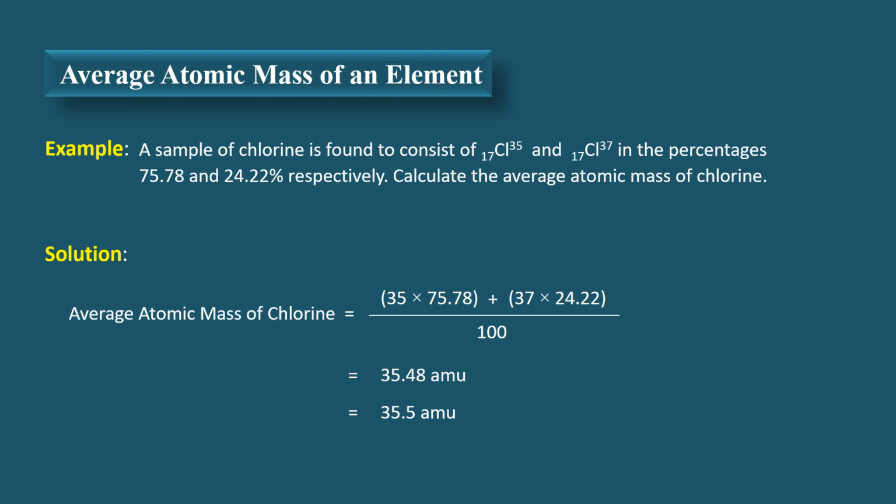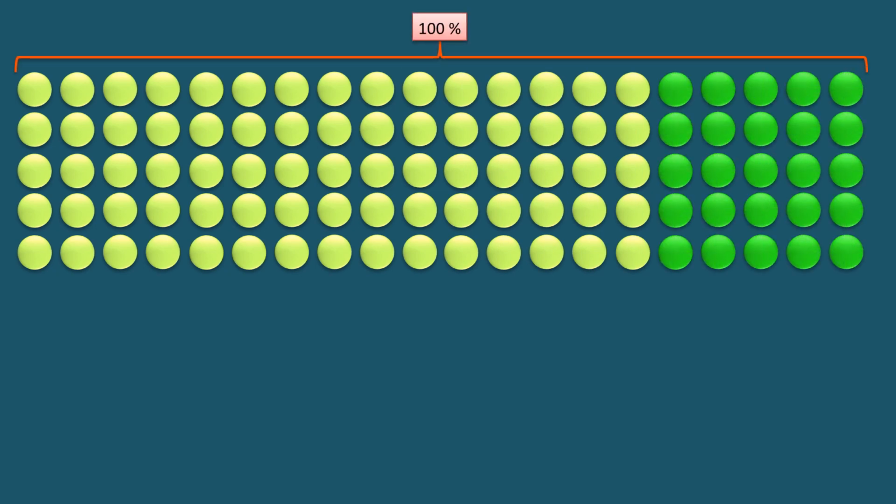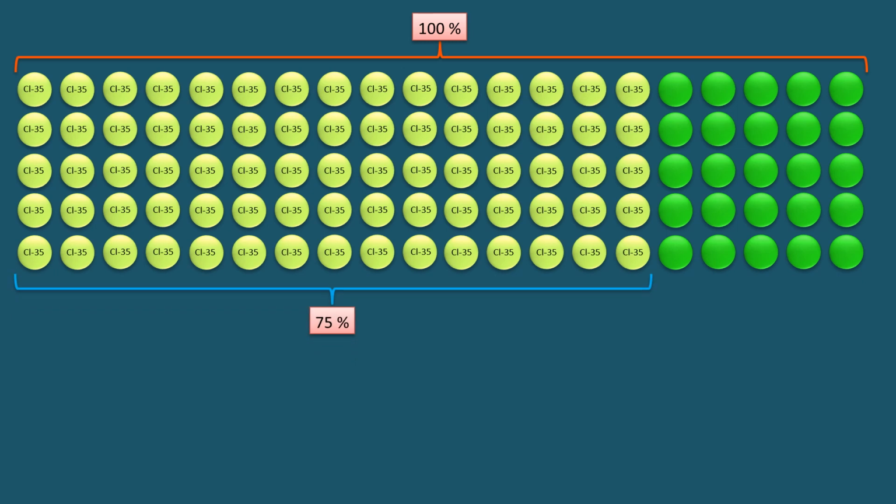Let me now elaborate these calculations. Let's count these spheres. 1, 2, 3, 4, 5, 10, 20, 25, 50, 75, 100. Suppose these are 100 atoms of chlorine, out of which 75 atoms are chlorine 35 isotopes, while 25 atoms are chlorine 37 isotopes. I have made a little change in the percentage abundance of each isotope just to draw a symmetrical diagram.